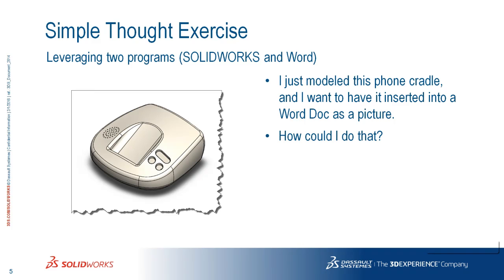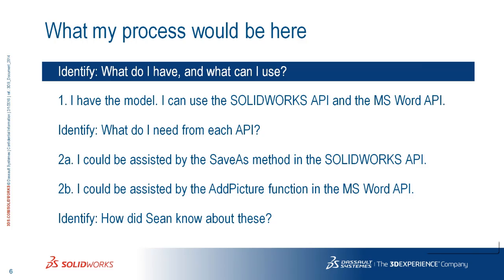What's the sort of thought process that goes into that, and what's the thought process that went into the code that I'm going to present today? So the first thing I identify, at a very basic level, is what do I have and what can I use? I have the model, so I have the foam cradle. I have, you'll see soon, the football helmet that we made.